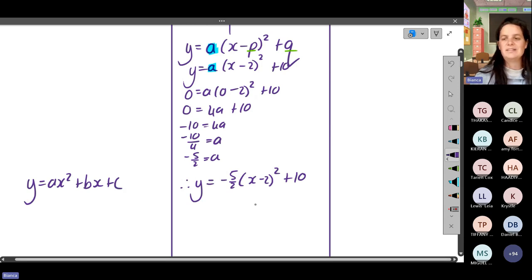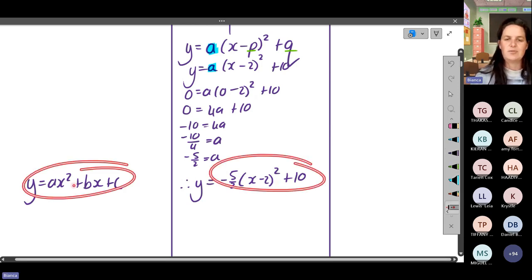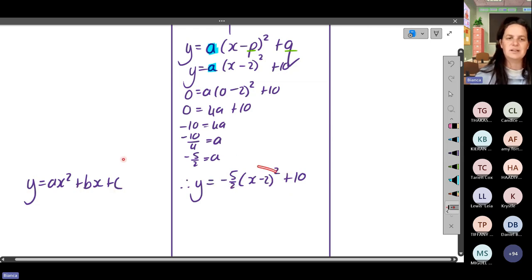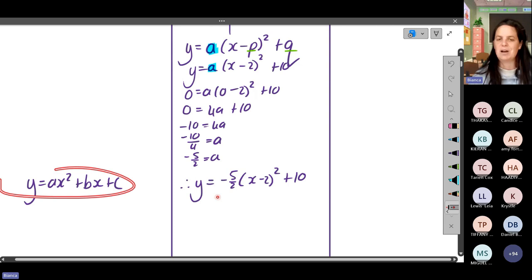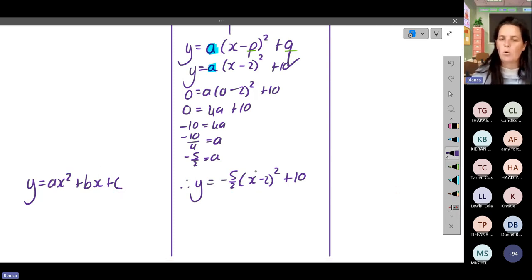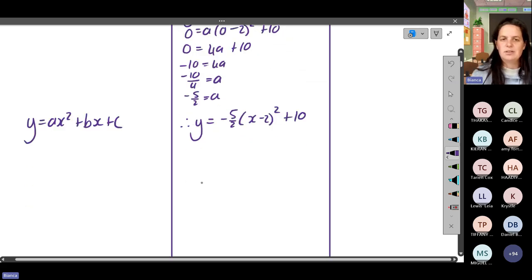So how do I get the formula on this side to look like that formula? What do I need to do to this formula to get it to look like this formula over here? Because I need it to look like this, because the question will ask me to, but I need my working out to show that it looks like this. Very easy. All you do is times out your brackets. So you're going to leave the minus 5 over 2. You're going to times out the brackets, square the binomial.